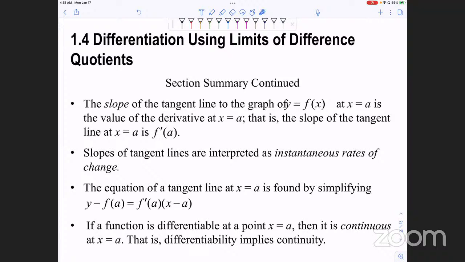The slopes of tangent lines are interpreted as instantaneous rates of change, right? Because again, to talk about slope, we generally need 2 points. If we're working with a tangent line, we only have 1 point. So that's why you have this nomenclature of instantaneous rates of change, and we use the limit as h tends to 0. We use the limit definition of the difference quotient to get the best approximation of the slope of the tangent line at a point. The equation of a tangent line at x equals a is found by simplifying.